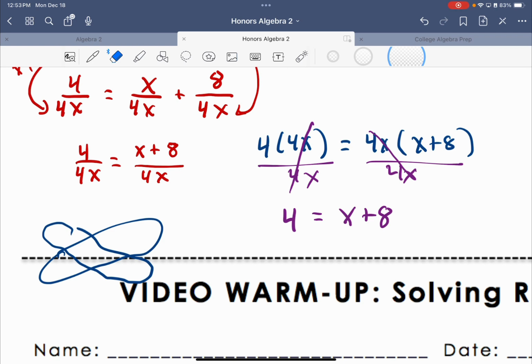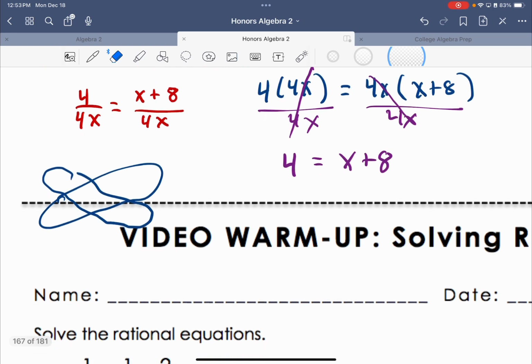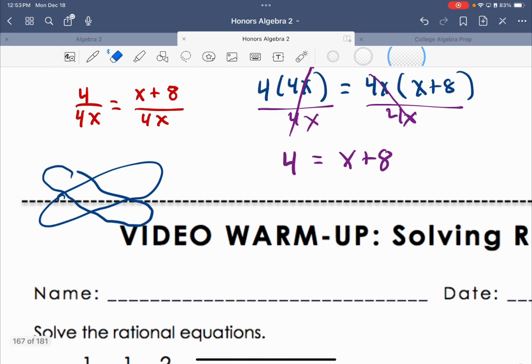So everyone from now on, I'm just going to ignore that denominator and just write that equation and then solve. So if I subtract 8 from both sides, I end up with a solution here of x is equal to negative 4.